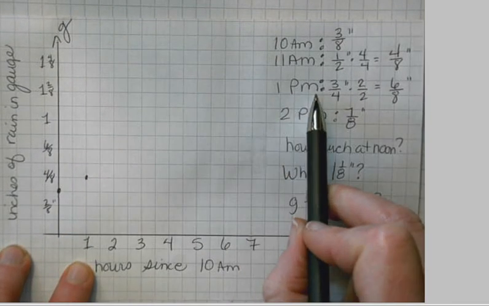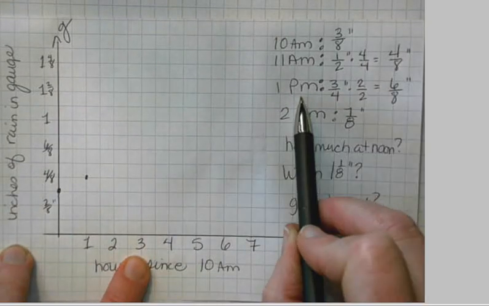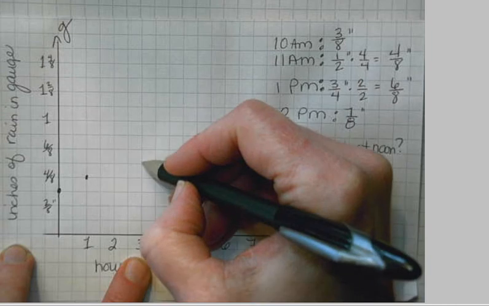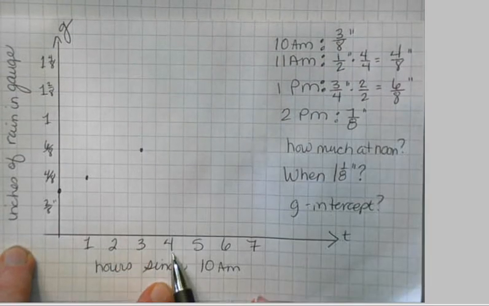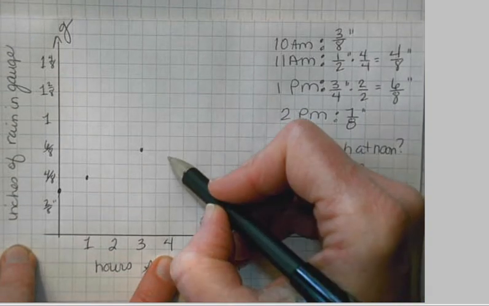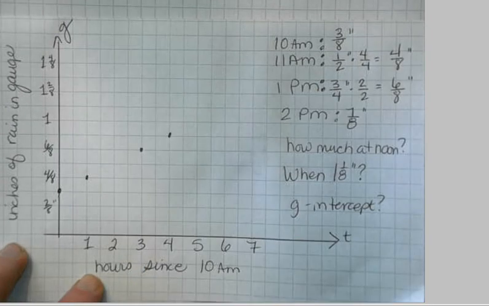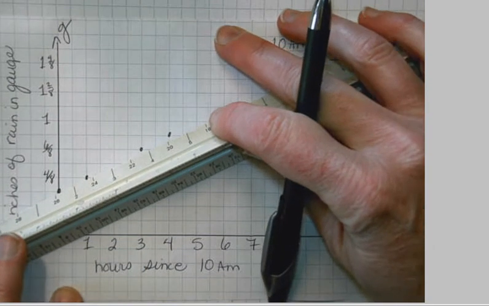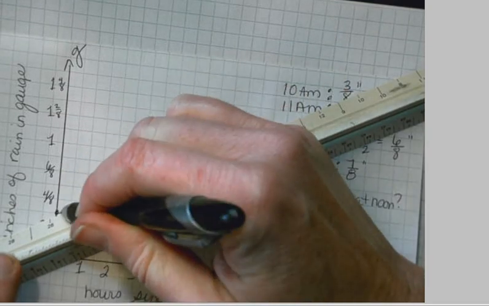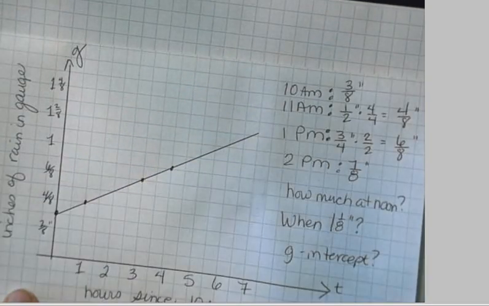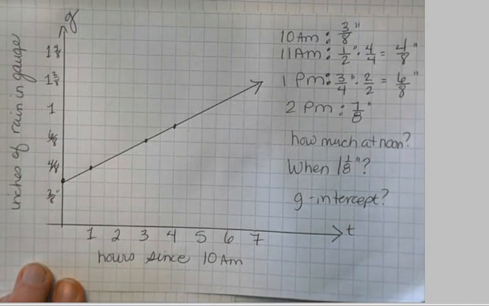Now we jump up to 1 p.m., and 1 p.m. is 3 hours since 10 a.m. At 1 p.m., it was at 6/8 inch, so we're going to go up here to 6/8. And then finally at 2 p.m., that would be 4 hours since 10 a.m., and we would put that down as 7/8. So those are my data points. And we're going to use our straight edge here to create our nice little linear model, because we can see those points all fall in a nice straight line. We're going to get those pieces in place. And now that we've done that, we can start answering some questions.